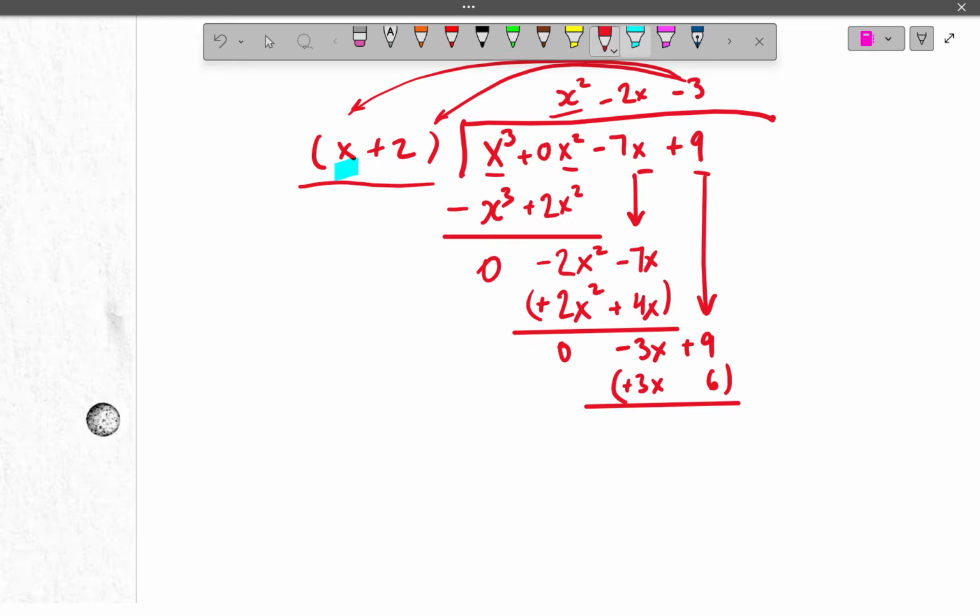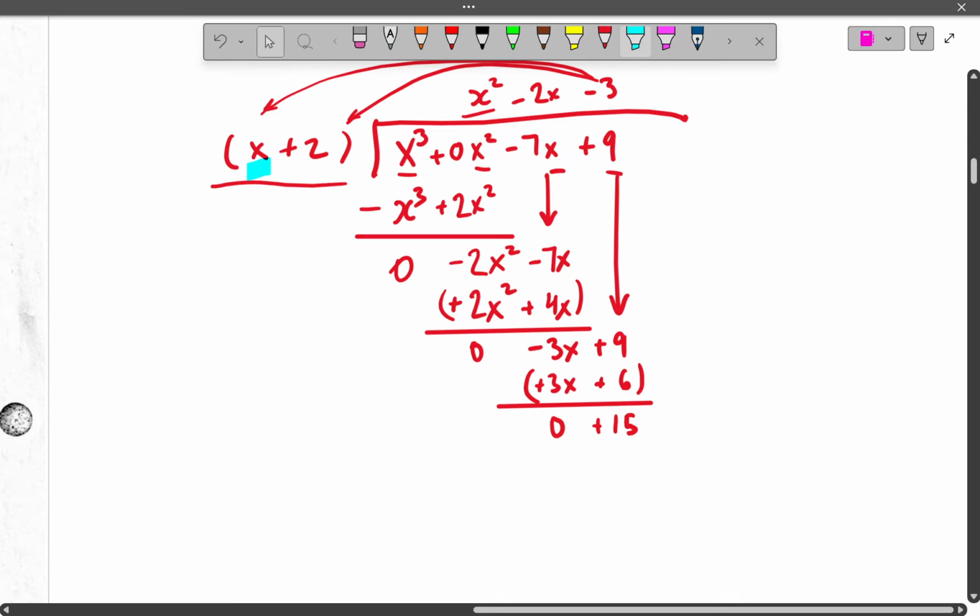And same here with the second term, that becomes plus 6. So now I'm doing negative 3x plus 3x, that's going to be 0. And I have a positive 9 plus 6 more will give me a positive 15. And so we ended up here with something at the end, which is our remainder. So what we write for our remainder is 15.